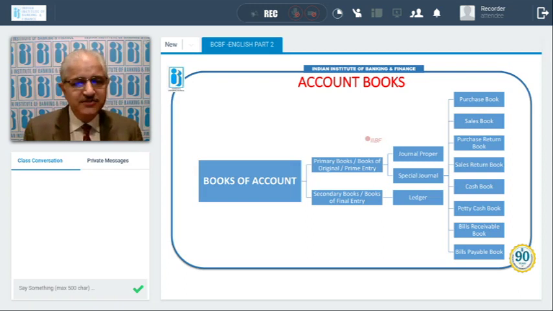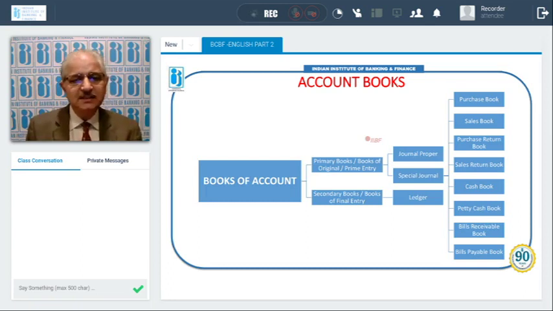Now these journal entries, debits and credits, are posted in ledgers. Ledgers are called secondary books, books of final entry. Journal is the book of original entry and ledger is the book of final entry. The ledger will contain an account of each expense, each income, each person, each asset, as separate accounts. And entries from the journal are posted to the ledger.